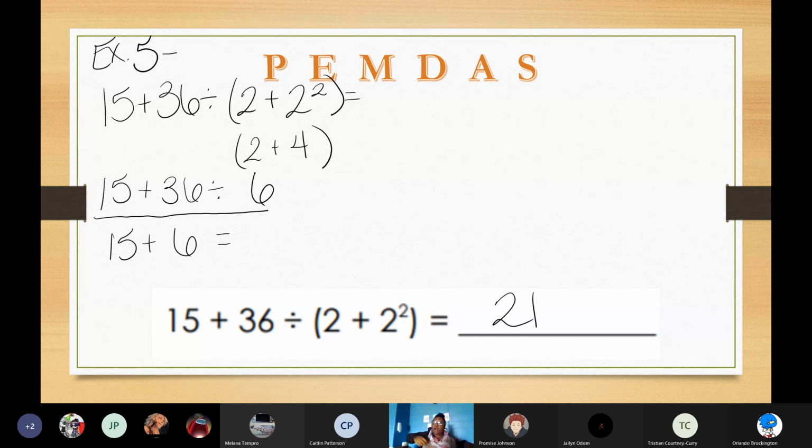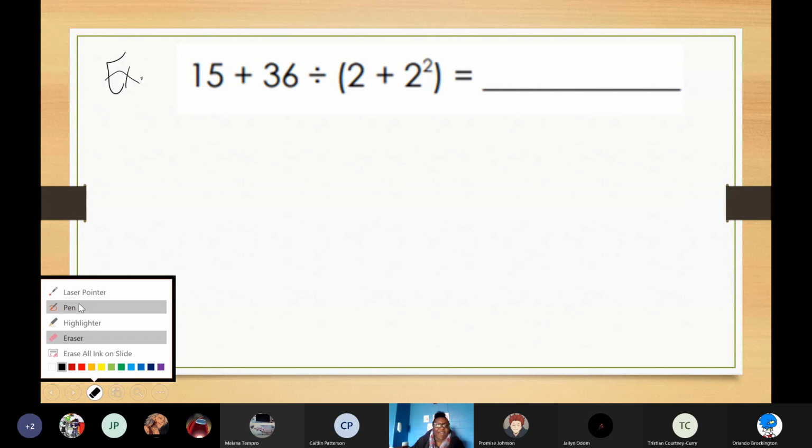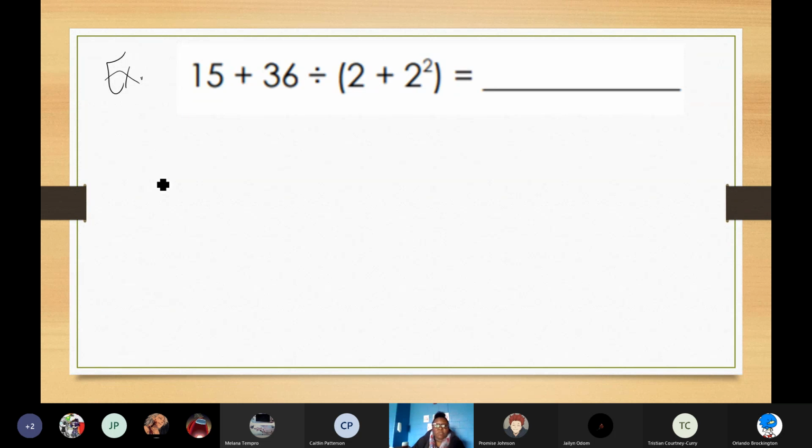Miss Neville's about to move on to example 6. Example 6, we have 15 plus, oh, we just solved this one. So I'm going to work it out for you one more time. This actually isn't example 6. This is just example 5. And I'm going to take some time to work it out for you again. This is the same problem from the previous slide.